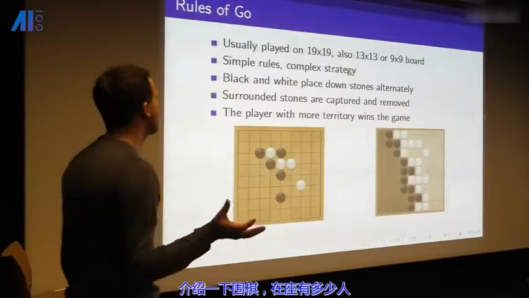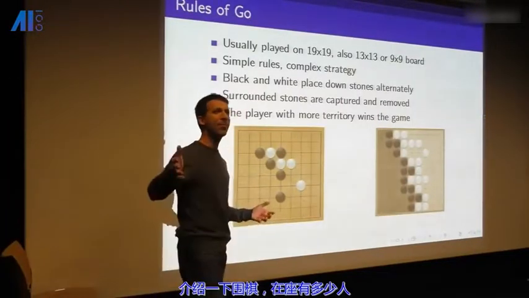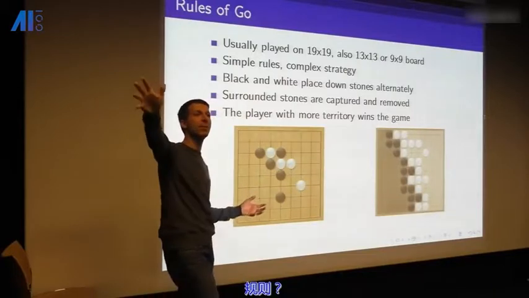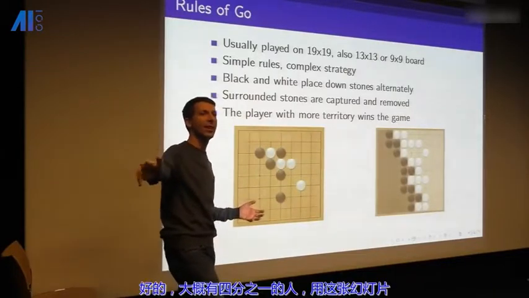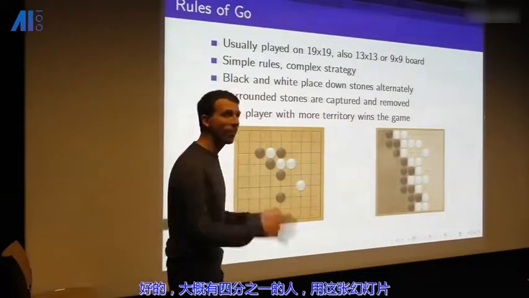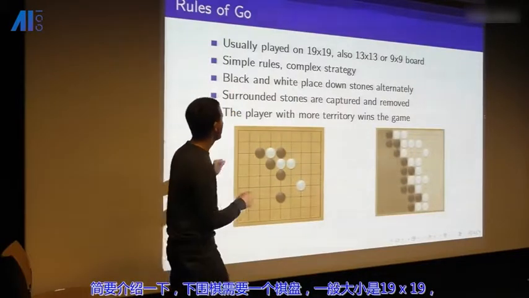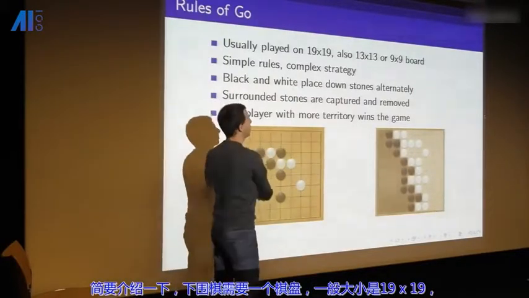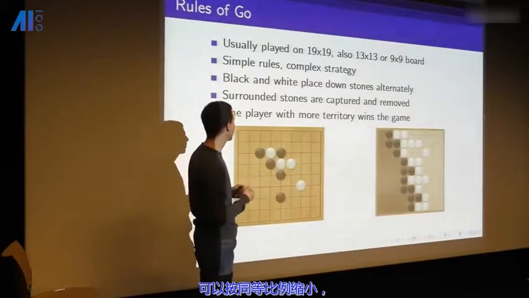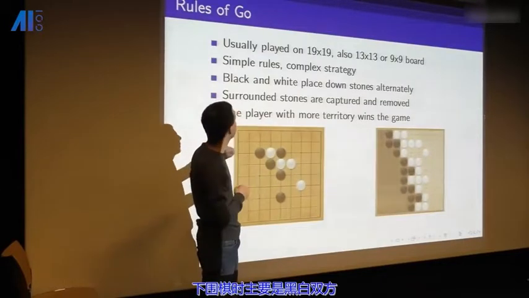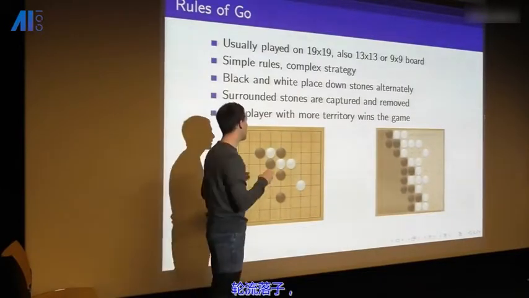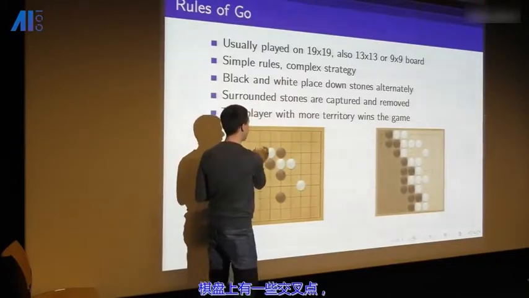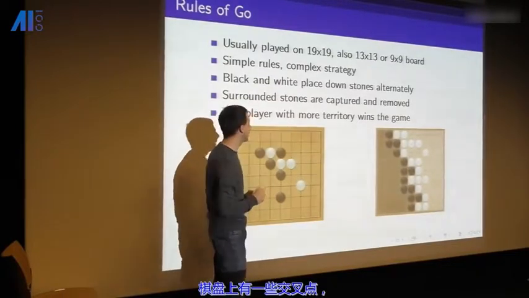So let's just very briefly understand the game. How many people here have heard of Go or play? How many people know the rules? Okay, about a quarter. So very briefly, in one slide, you take a board, which is usually 19 by 19, but can be smaller. I'll illustrate it with some smaller ones. And the idea is that black and white take turns to place down a stone at some intersection.